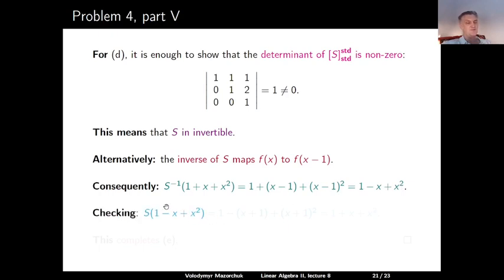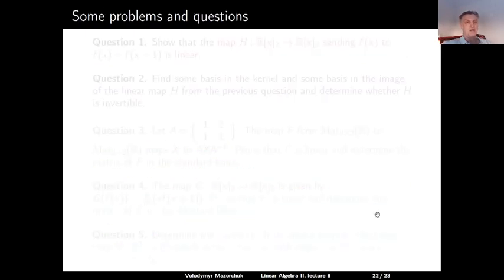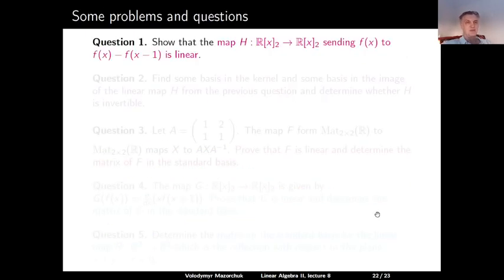And we can check. If you take 1 minus x plus x squared and apply S, you will get 1 minus x plus 1 and then plus x plus 1 squared, which is exactly 1 plus x squared. And this completes part E and the whole problem. Some additional questions and problems.